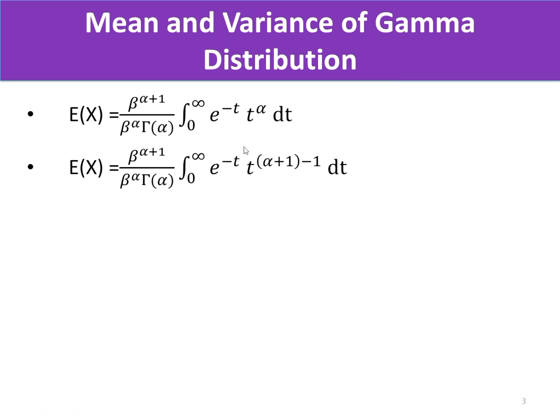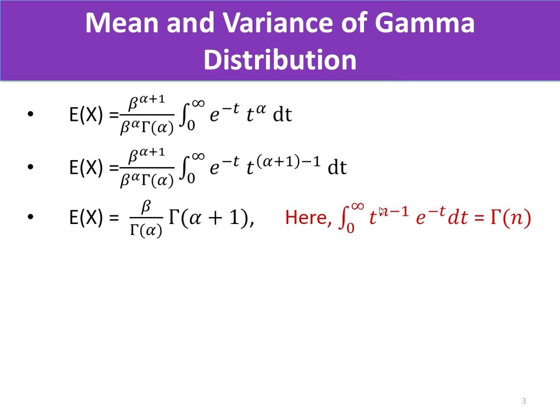To apply the gamma integration, we make this power alpha as alpha plus 1 minus 1, to evaluate the integration by using the gamma function: integration from 0 to infinity of t to the power n minus 1, e to the power minus t dt, is equal to gamma n. Here the constant n is equal to alpha plus 1. So by using this integration, we obtain gamma of alpha plus 1. Then we have the mean of this distribution equal to alpha times beta.